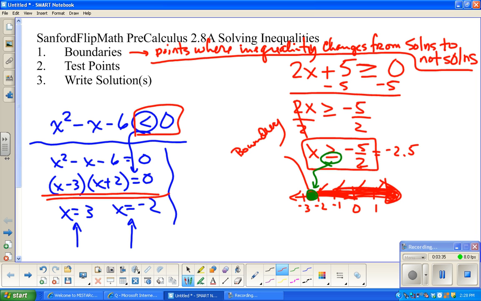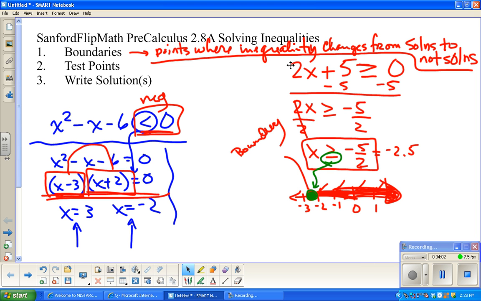This says less than 0, which is negative. So this x minus 3 could have been positive or negative. This x plus 2 could have been positive or negative. And if they were both positive or both negative, then that less than 0 wouldn't happen. If one of them was negative and the other one wasn't, then it would. So what we need is a way to keep track of all this. And so what we're going to do is what's called a sign chart.